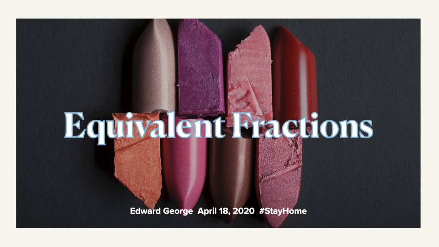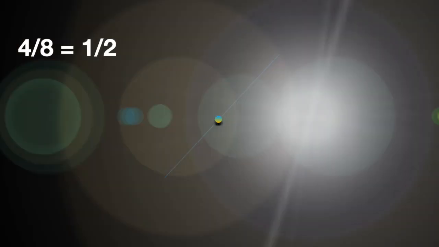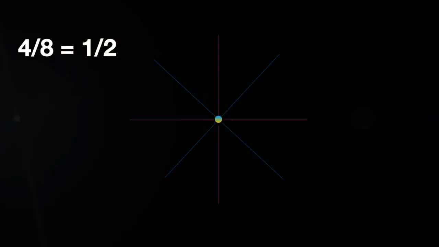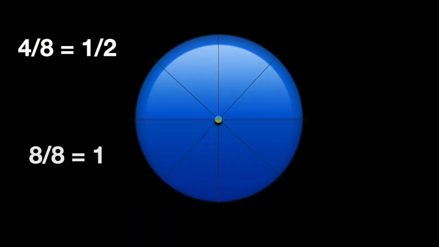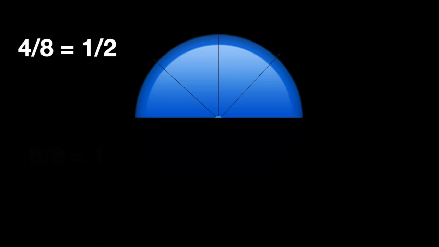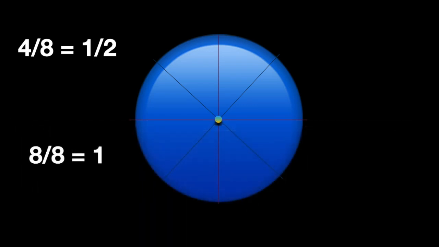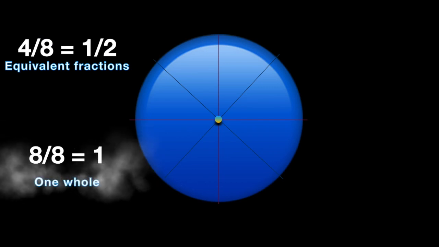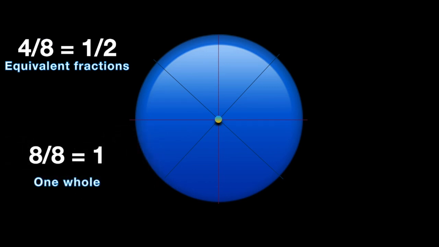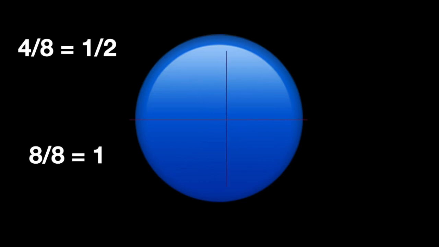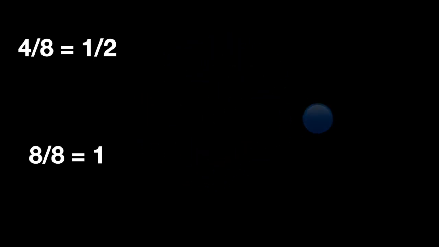Let's talk about equivalent fractions for a little while here while we got some time. 4/8 equals 1/2. Let's see an example of what that might look like. There's 4/8, and that's half of that whole circle, isn't it? Where 8/8 is one whole. So if you have 8 pieces of a pizza and you have 4/8 of them, you have 1/2. That's a simplified fraction. 1/2 is 4/8 completely simplified.